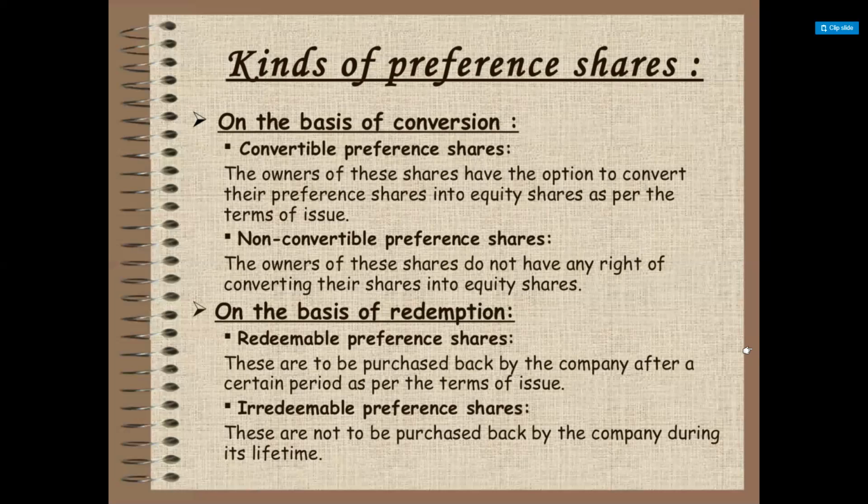The next is on the basis of redemption. There are two types: redeemable and irredeemable. Redeemable preference shares are to be purchased back by the company after a certain period as per the terms of issue. Irredeemable preference shares are not to be purchased back by the company during its lifetime. If you concentrate on these terms, it will be easy for you to recall and write in your examination. So therefore, students, we have done with kinds of preference shares on the basis of conversion and on the basis of redemption. Let's move on.